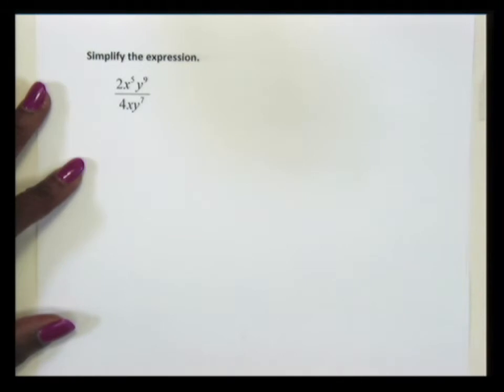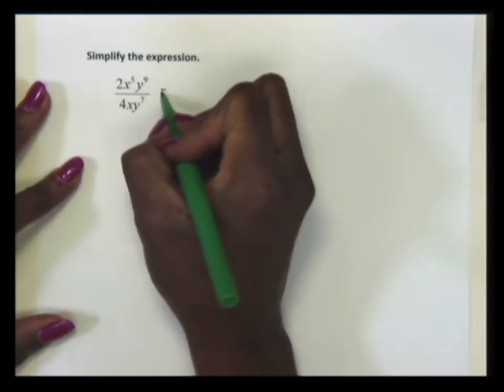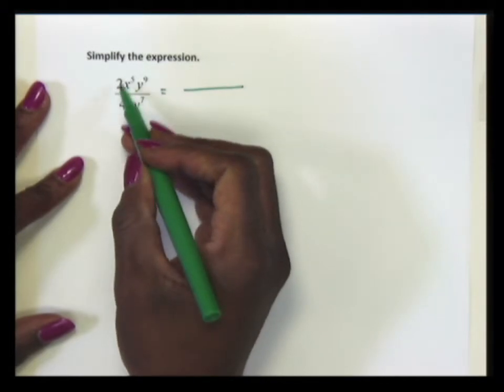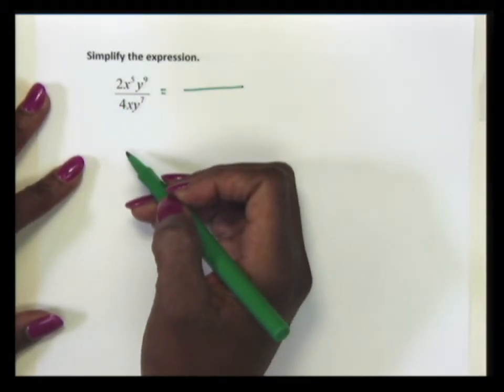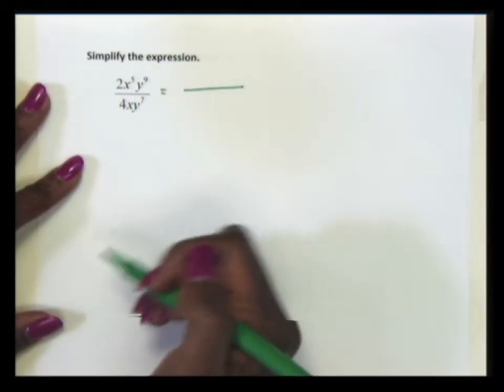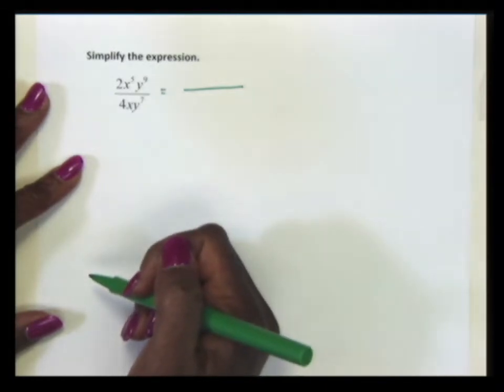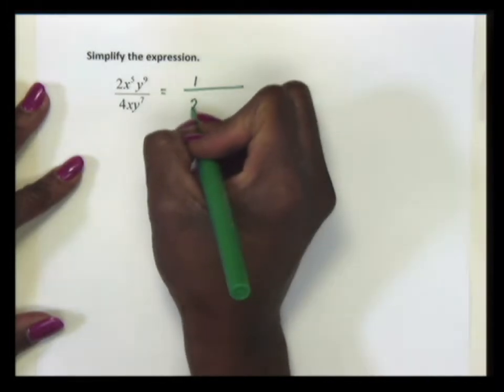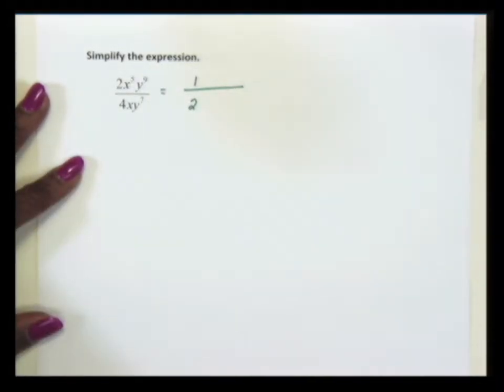Here's an example of using more than one rule to simplify the expression. In this expression, at the beginning, we have the numbers 2 in the numerator and 4 in our denominator. So we pretend like the 2 over 4 is just a normal fraction. We reduce the fraction and it becomes 1 over 2. Then I have x to the 5th over x.